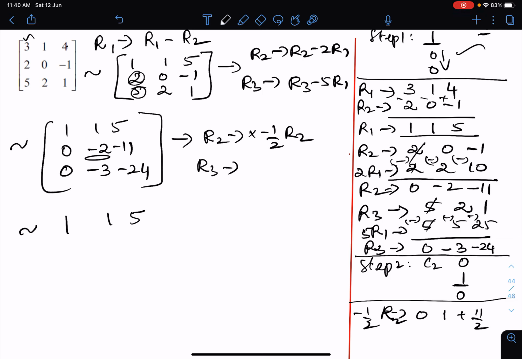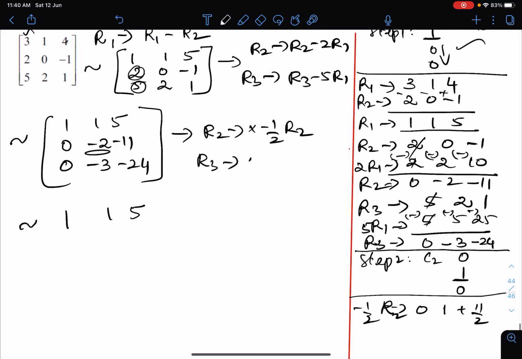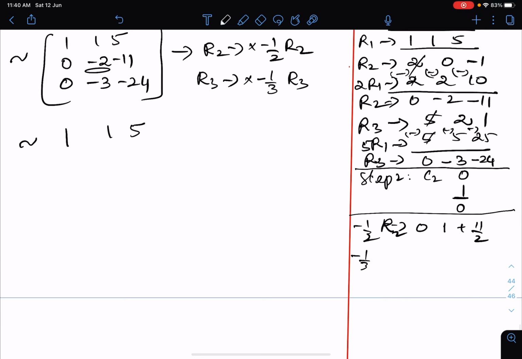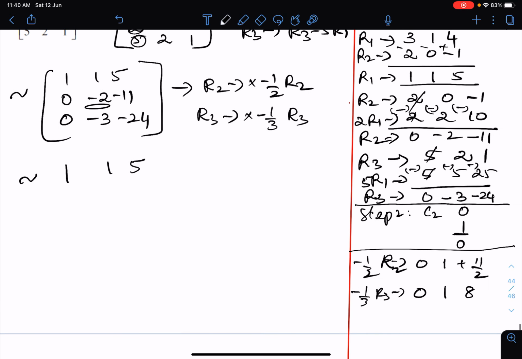Zero minus 3, isn't it? So for minus 3, it is going to be minus 1 by 3 R3. Similarly, minus 1 by 3 into R3 is going to give you 0 1, and the minus signs get cancelled. Here you are going to get 8. So this is going to be 0 1 and 11 by 2, and our third row 0 1 and 8. So we have got the two zeros here, and here we have got the 1, isn't it? We have converted this 2 into 1.